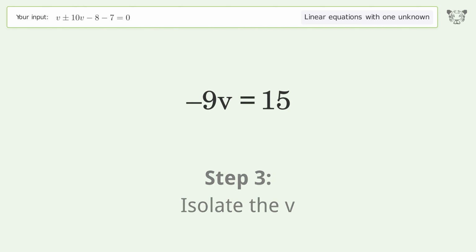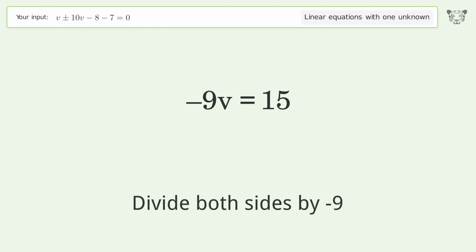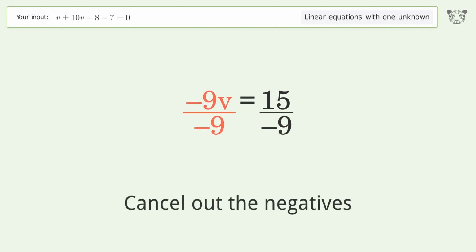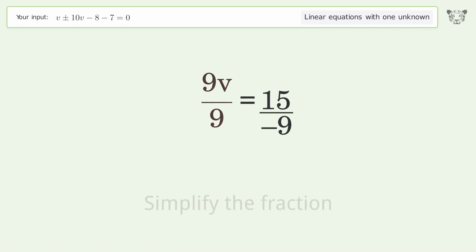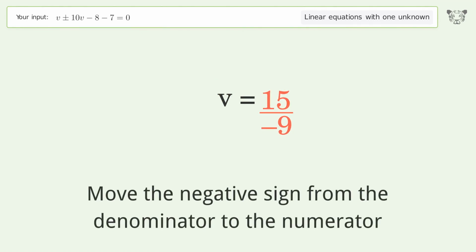Isolate the v. Divide both sides by -9. Cancel out the negatives. Simplify the fraction. Move the negative sign from the denominator to the numerator.